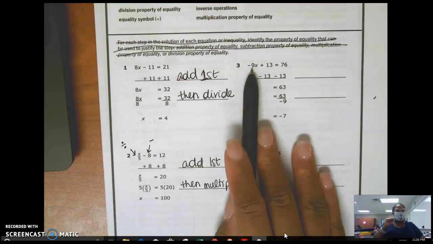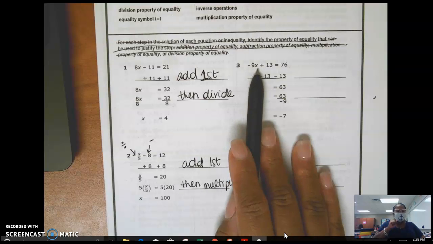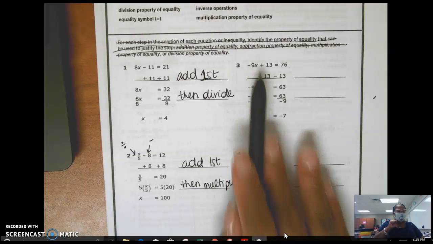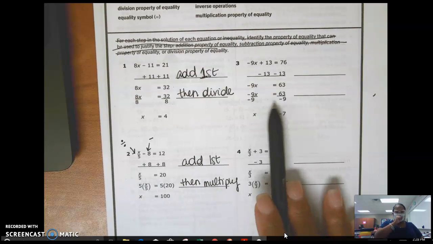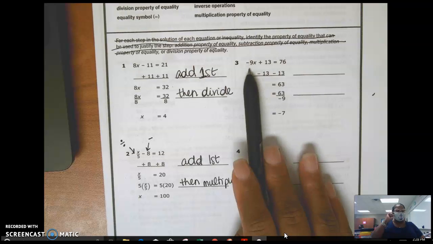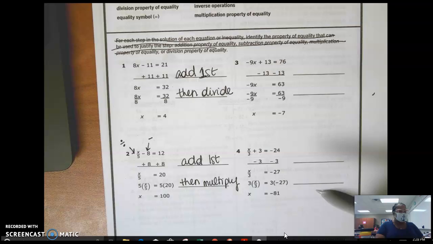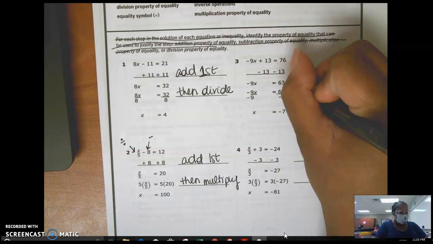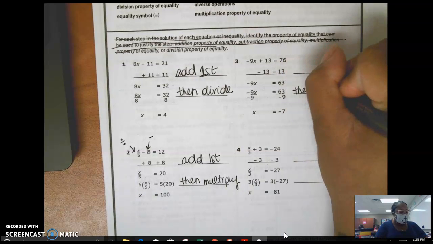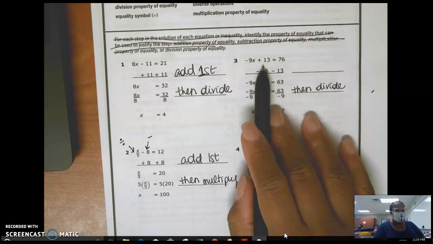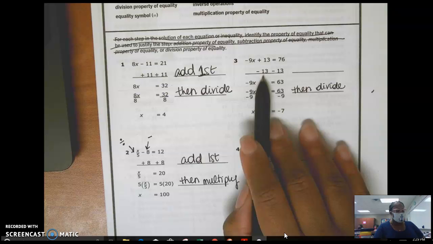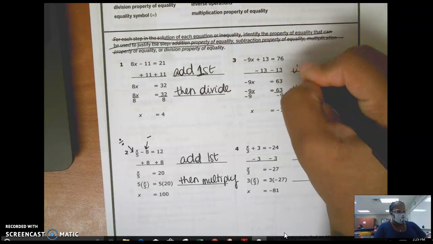But in order to undo that, I have to do the opposite. Over here, this is negative 9 times x. So what am I going to do with the negative 9 at the end? This is negative 9 times x. So in order to get rid of it, I have to divide by negative 9. So then divide. And then what do they do first? What's the opposite of plus 13? I have to subtract first.